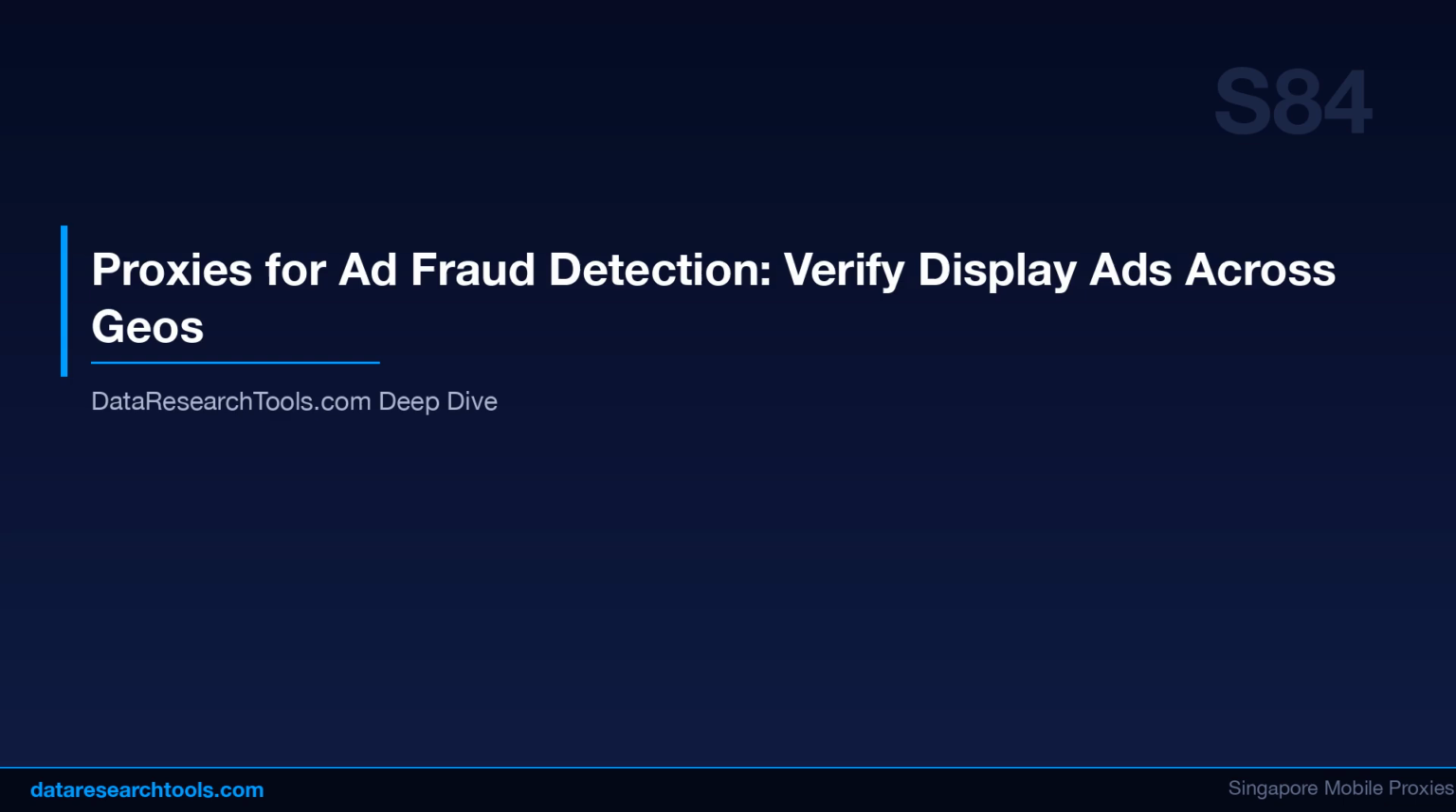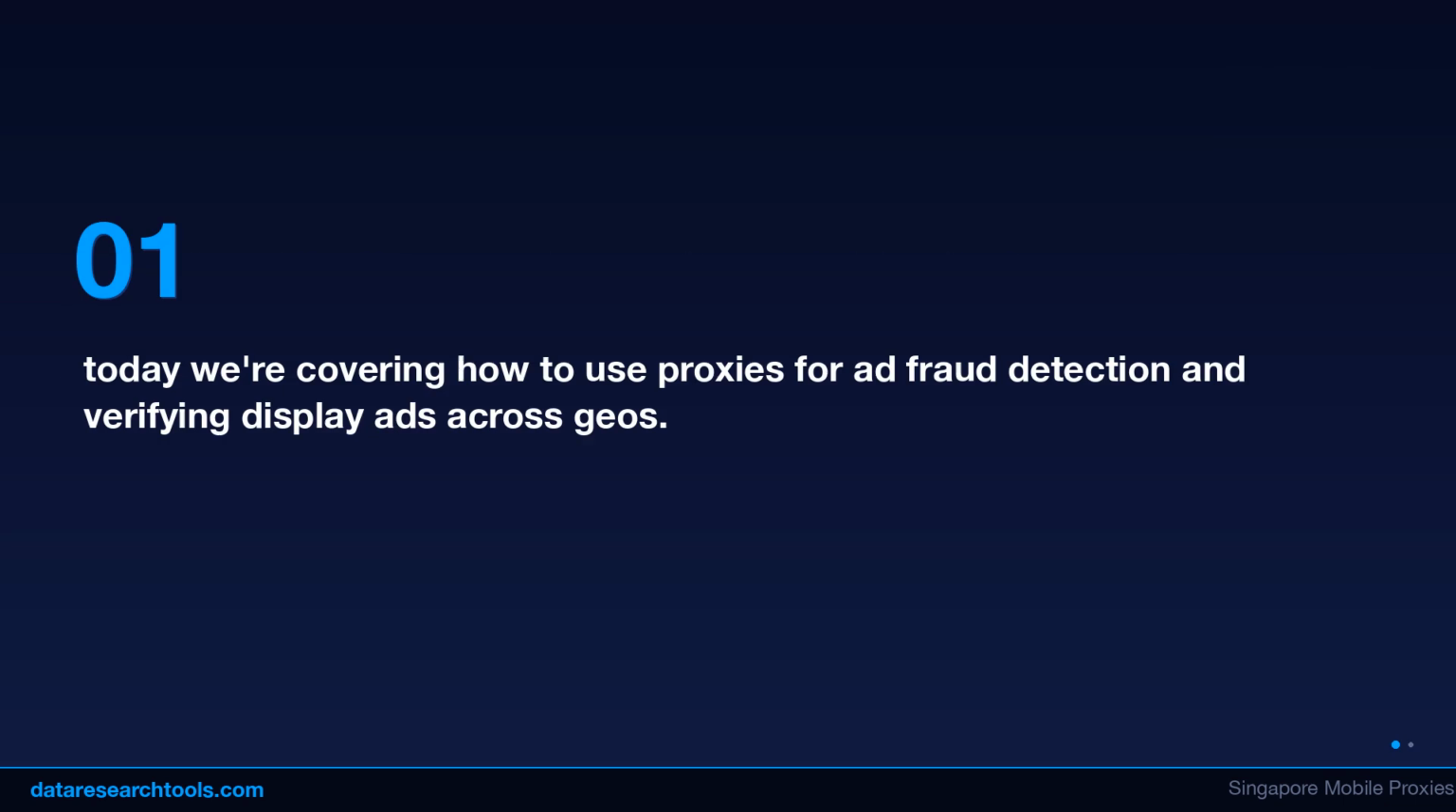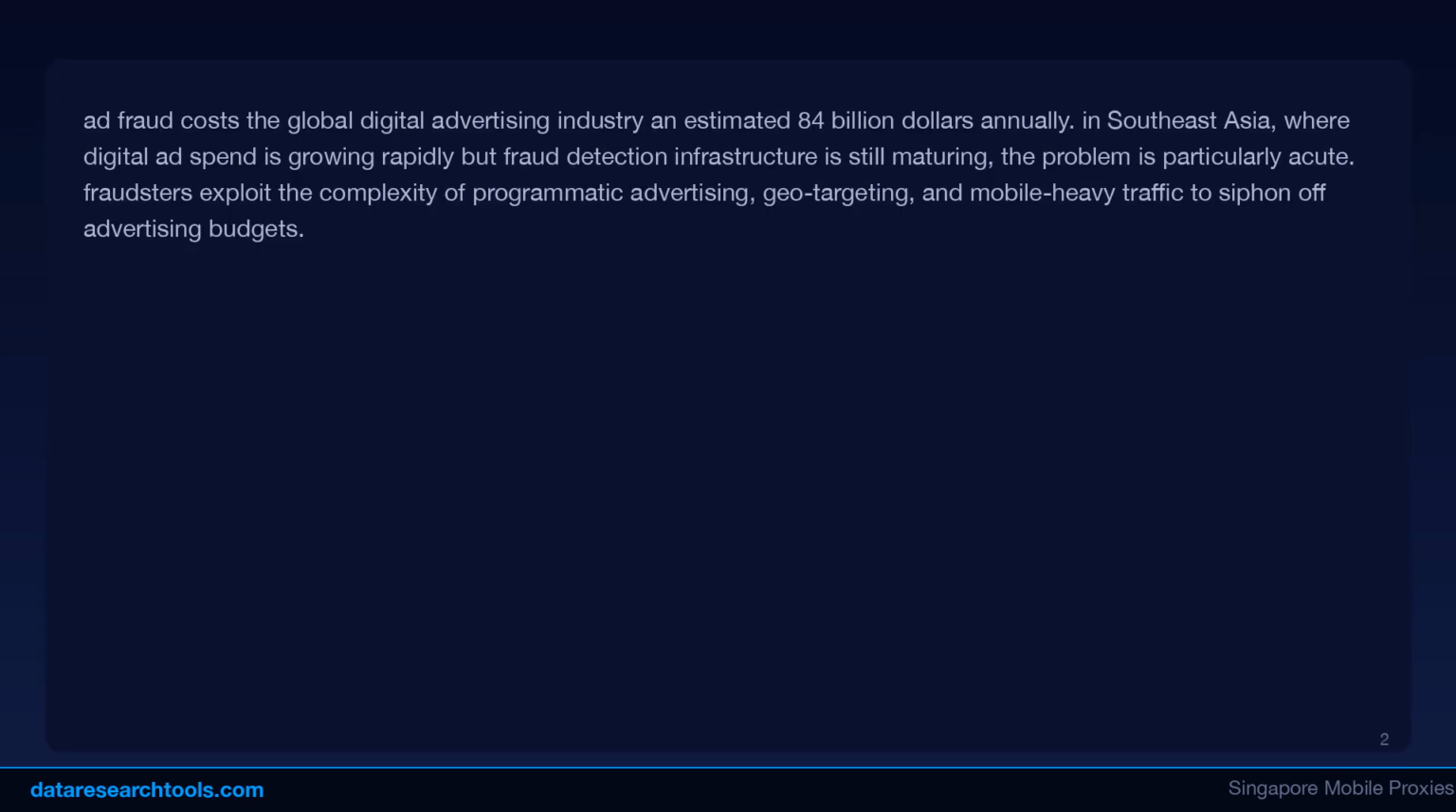In Southeast Asia, where digital ad spend is growing rapidly but fraud detection infrastructure is still maturing, the problem is particularly acute. Fraudsters exploit the complexity of programmatic advertising, geo-targeting, and mobile-heavy traffic to siphon off advertising budgets. Mobile proxies serve as a critical tool for detecting and preventing ad fraud across Southeast Asian markets. Whether you are an advertiser, agency, or fraud detection specialist, understanding how to use proxies for fraud detection will help you protect your ad spend.